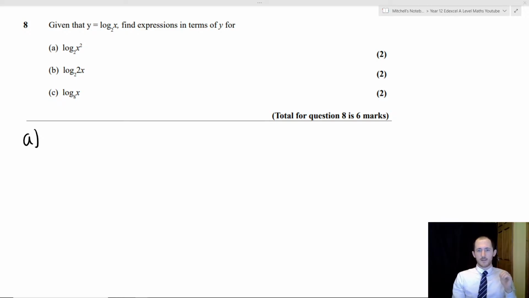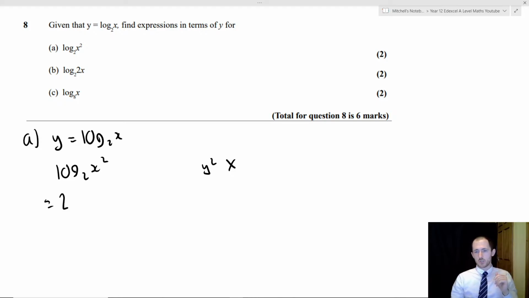So we have y equals log to the base 2 of x. If we have a look at the first one, which is log of x squared, the most common thing I see is y squared, which is not right. Look what it is. The power law means that this would become 2 log to the base 2 of x. So if y is equal to log base 2 of x, then that is equal to 2y. Okay? Just keep that in mind.